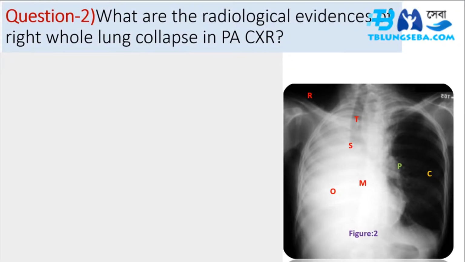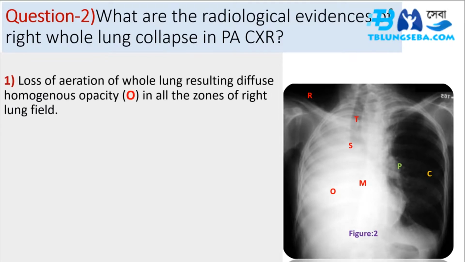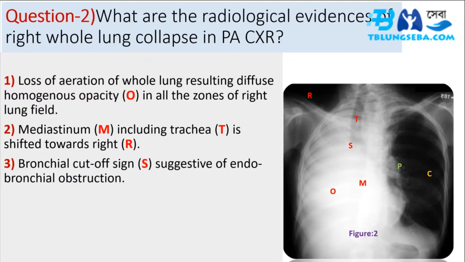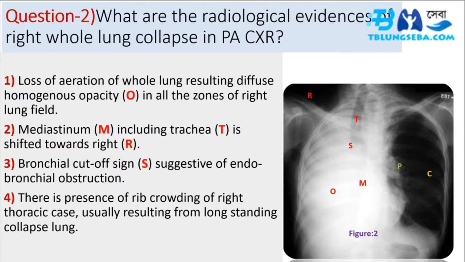Question 2. What are the radiological evidences of right whole lung collapse in PA CXR? 1. Loss of aeration of the whole lung resulting in diffuse homogeneous opacity, O, in all the zones of the right lung field. 2. Mediastinum, M, including trachea, T, is shifted towards the right, R. 3. Bronchial cutoff sign, S, suggestive of endobronchial obstruction. 4. Rib crowding of the right thoracic cage, usually resulting from long-standing collapsed lung. 5. Loss of right lung volume.